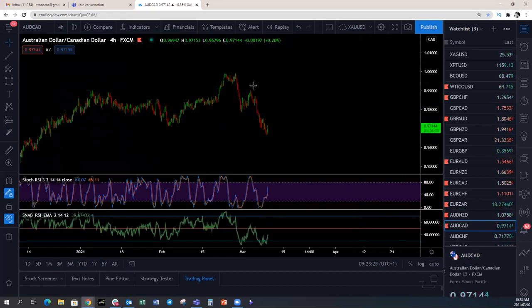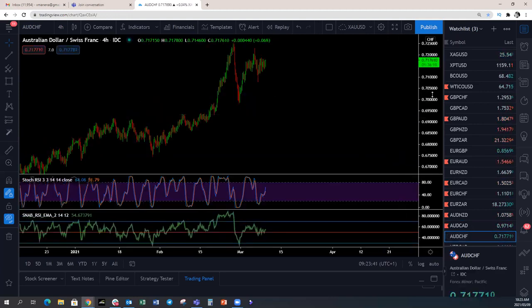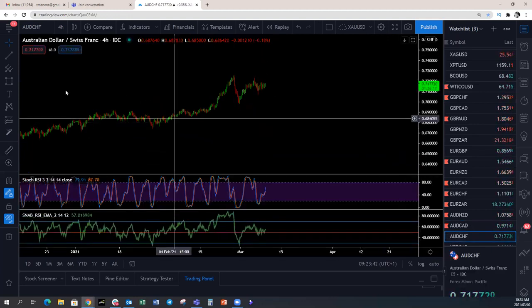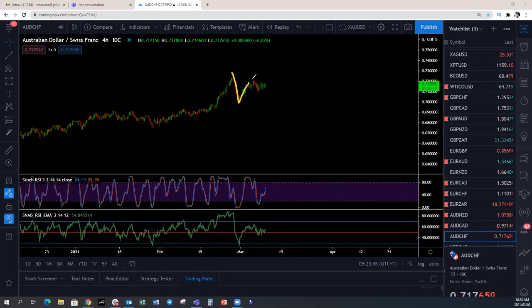AUD/CAD, like AUD/USD, has made a three-wave structure. 1, 2, 3. Now we're looking for upside. AUD/CHF, sideways. We've got this. It can make a structure like that, then we'll look for upside. Still more sideways though. That is AUD/CHF.